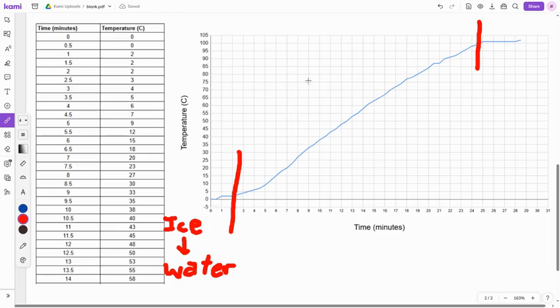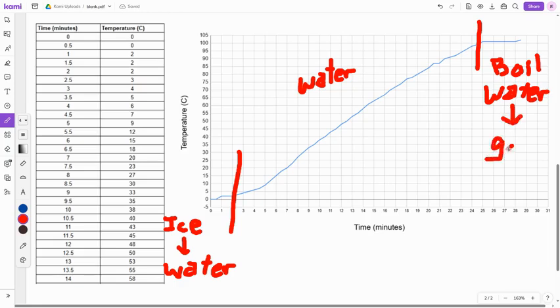The second region is when we just had water, when we just had a liquid. In this region, when we added heat, the temperature went up at a pretty steady pace. The end region is when we had boiling water. This is when water was turning into a gas, when water was turning into water vapor. So when the water turned into a gas, again, we did not see a temperature rise. Notice this region is flat as well.